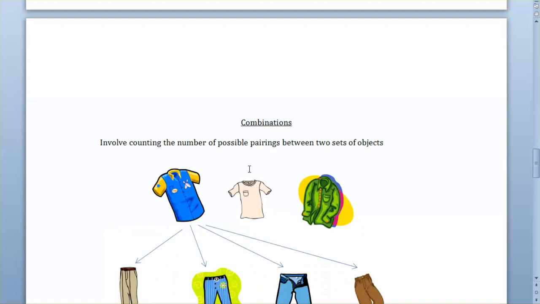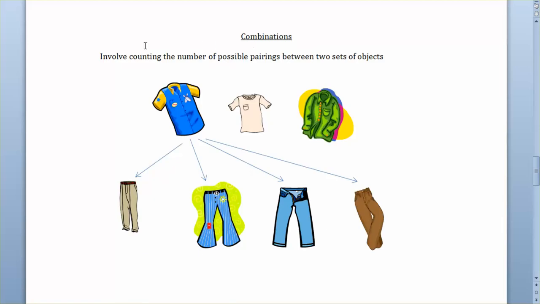The third structure is called combinations. Combinations involve counting the number of possible pairings between 2 sets of objects. Classic one here, you have 3 shirts and 4 different pairs of pants. How many different outfits could you make with those clothes?